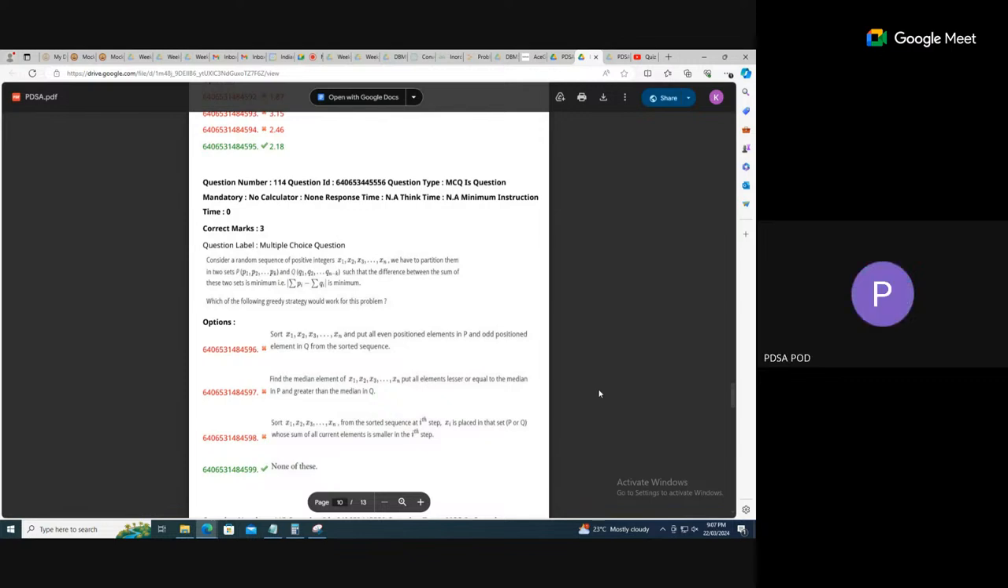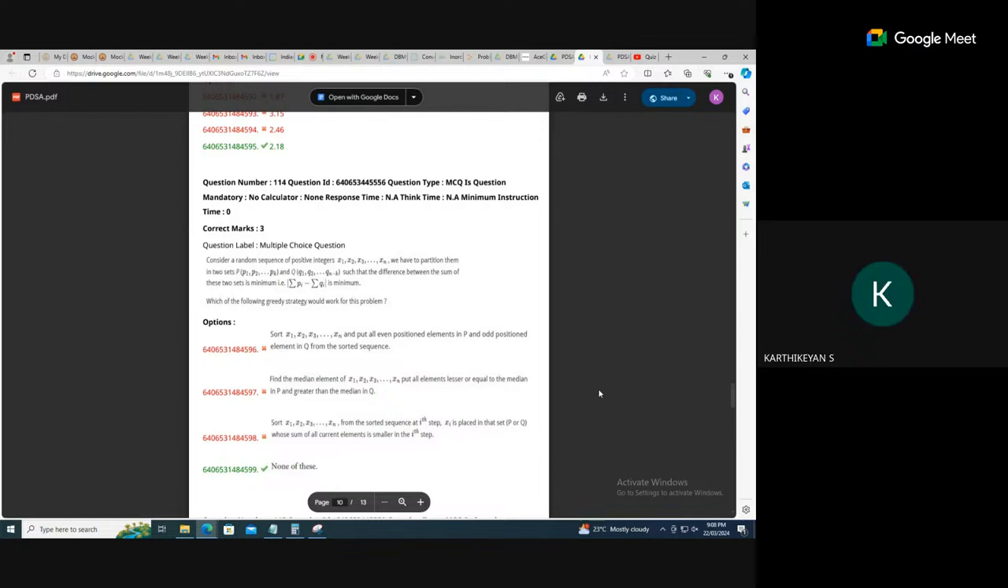Here we need to find out which of the greedy approaches is possible, so that we try each of the possibilities. For example, sorting x1 to xn and putting all even position elements into P and odd position elements into Q. So alternate elements are going to be placed. From the entire sorted list, we put the first, third, and fifth elements in Q, and the second and fourth elements in the other list. Then we try to do the sum of them, addition of them.